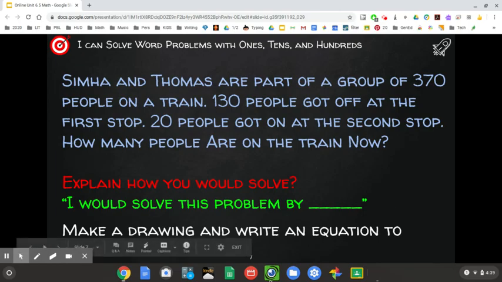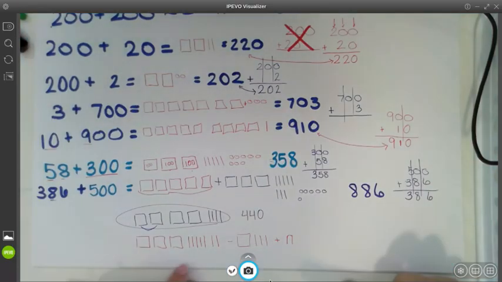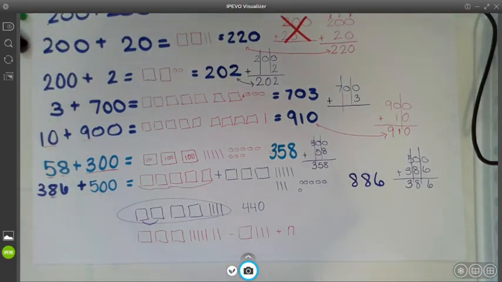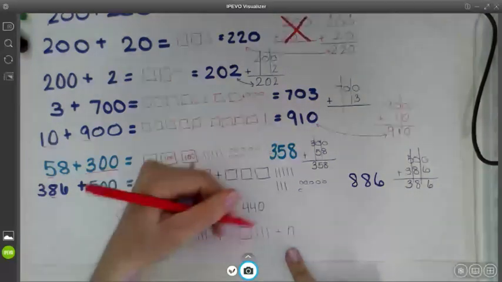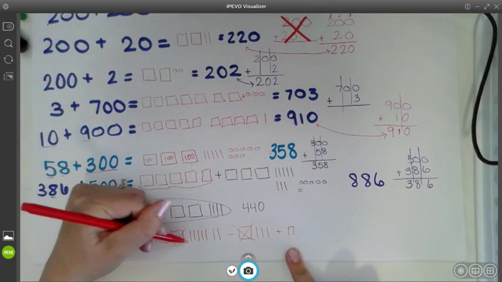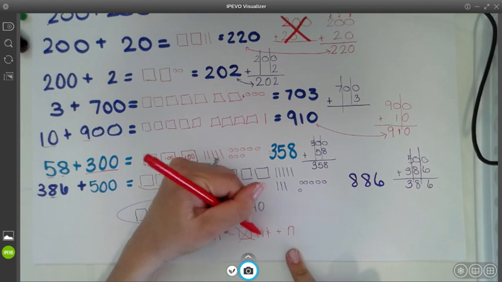So right here, I've just done a drawing to represent that. So they're on the train. Simha and Thomas are on the train. There's 370 people on the train. We know that 130 of those people are going to get off. So what I can do right now is cross off the 100, and I can cross off 3 of those 10s.